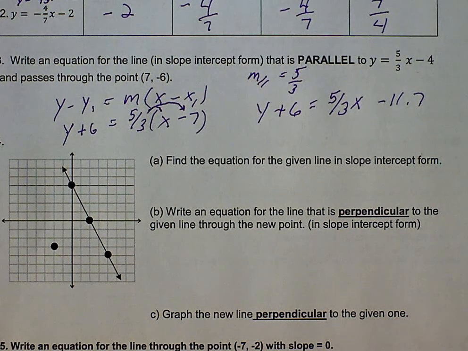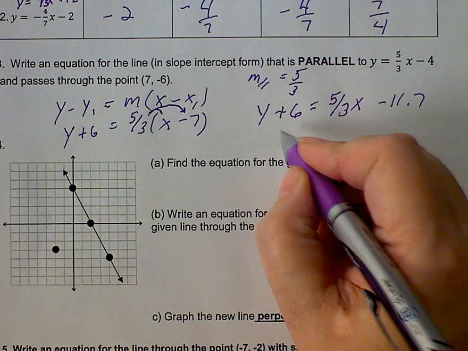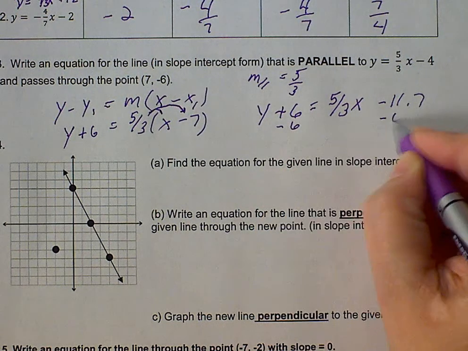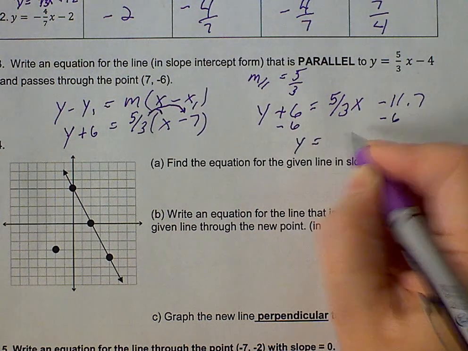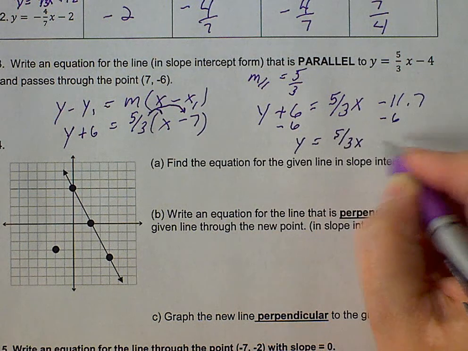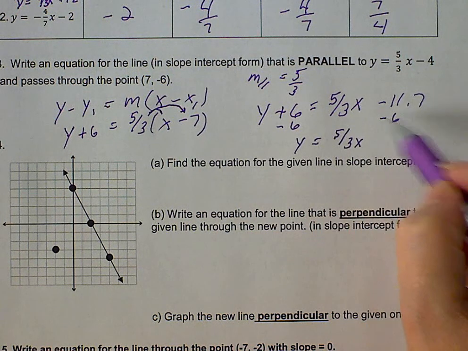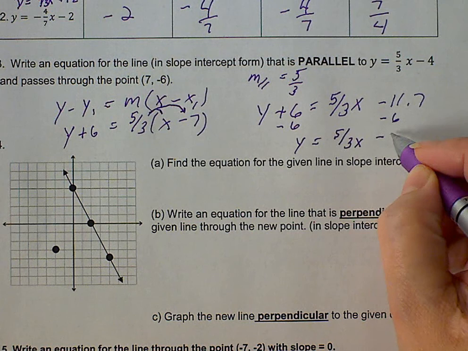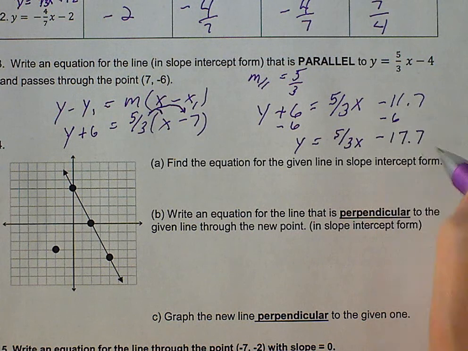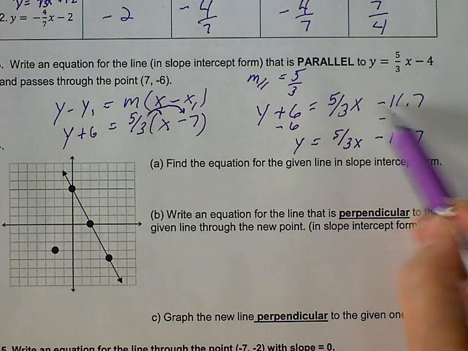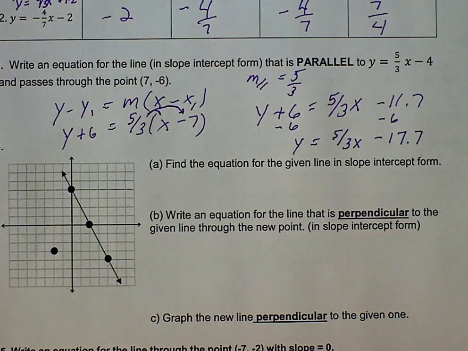Yep, so I'm going to take away 6. -11.7 minus 6 is a -17.7. Because this is negative, and then you're subtracting, so that's our final answer.